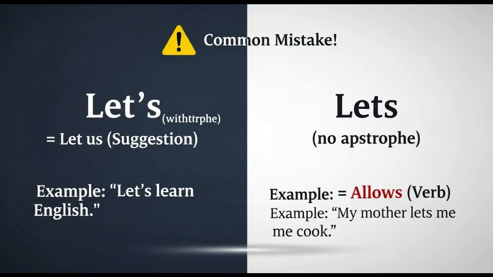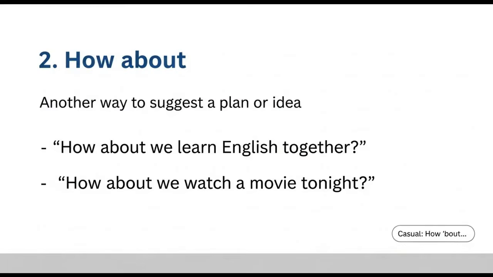Number 2, how about? All right, let's now talk about how about. This is another excellent way to make a suggestion for a plan or idea. I can say, how about we learn English together? This means I am suggesting we learn English together. Another example, how about we watch a movie tonight?